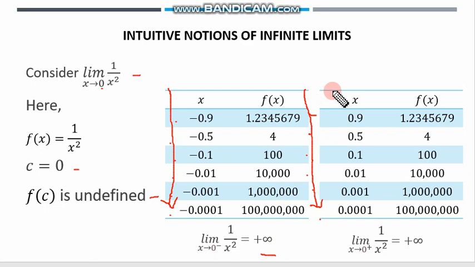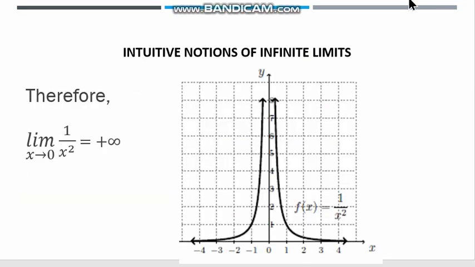So we put values of x here in descending order: 0.9, 0.5, 0.1, 0.01, 0.001, and 0.0001. So this is approaching the value of 0, while f of x is also approaching infinity, or positive infinity. So therefore, for this case, since the limit on the left side and the limit on the right side are both positive infinity, the limit of the function is equal to positive infinity. So the limit of 1 over x squared as x approaches 0 is equal to positive infinity.